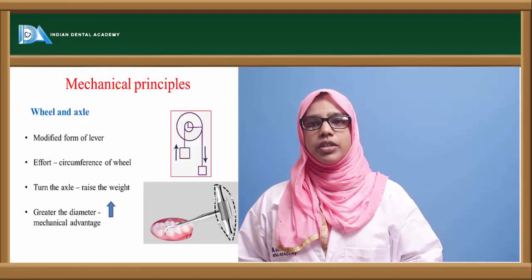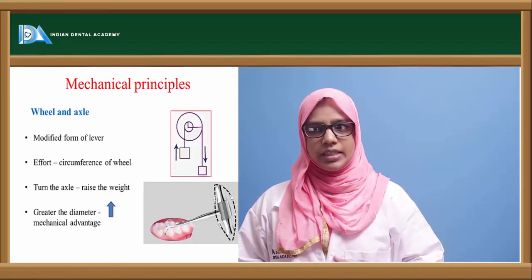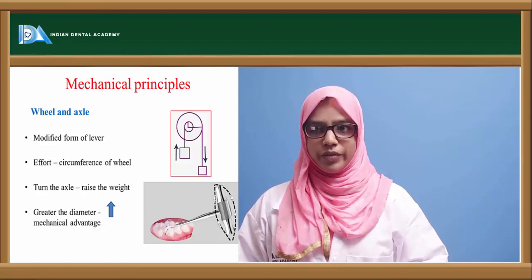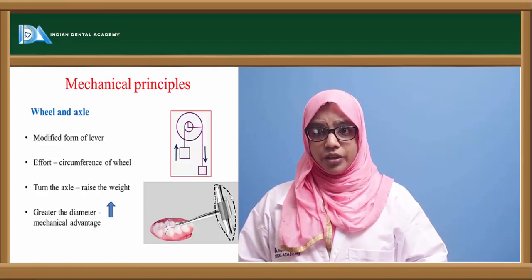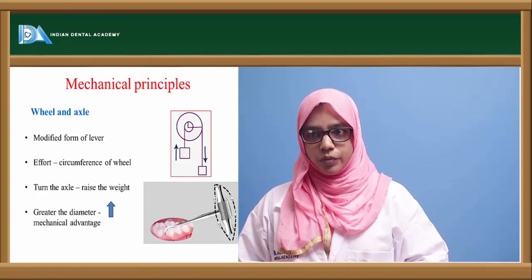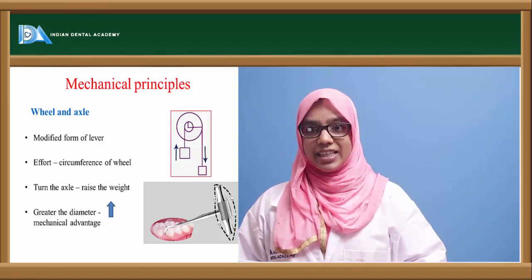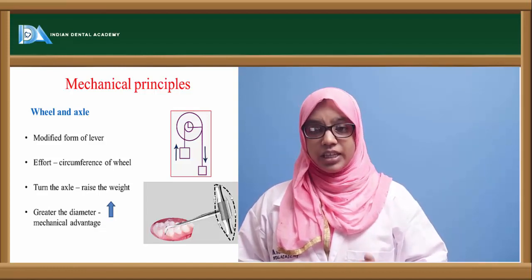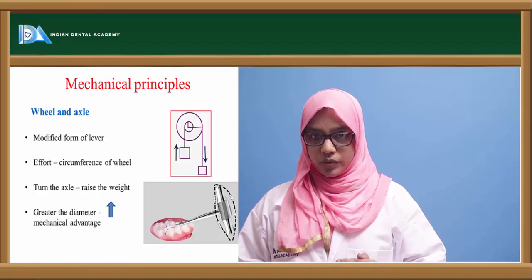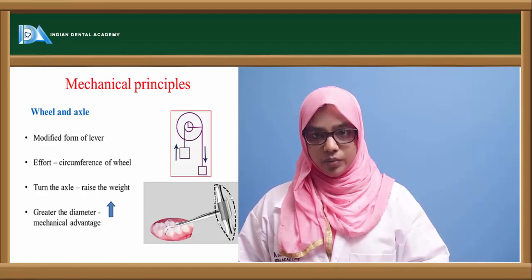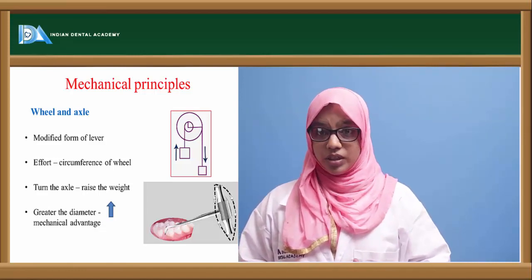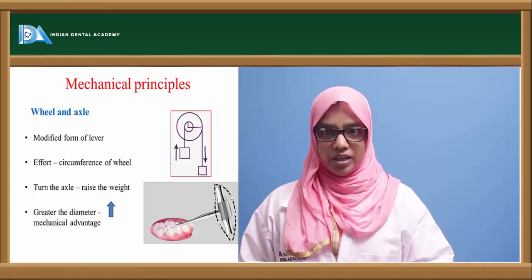The next principle is the wheel and axle principle. It is nothing but a modified form of lever. Here, the effort is applied around the circumference of a wheel, which turns the axle and lifts the weight. The greater the diameter of the wheel, the more is the mechanical advantage. Now, this principle is best used in crossbar elevators.